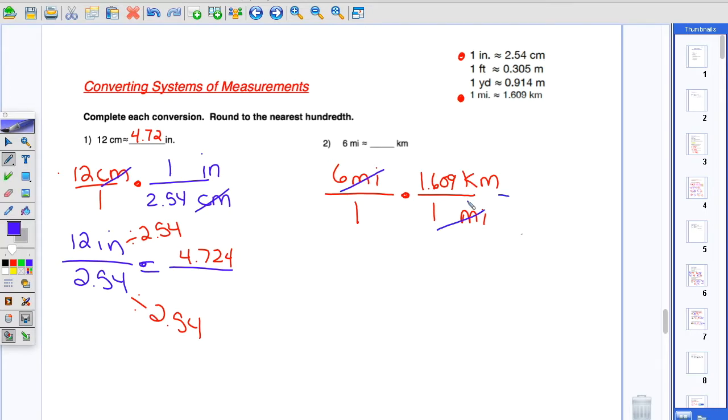So when we multiply our numerators together, 6 times 1.609 gives you 9.654 kilometers over 1, which we can round to the nearest hundredth, so it's 9.65. So 6 miles is approximately equal to 9.65 kilometers.